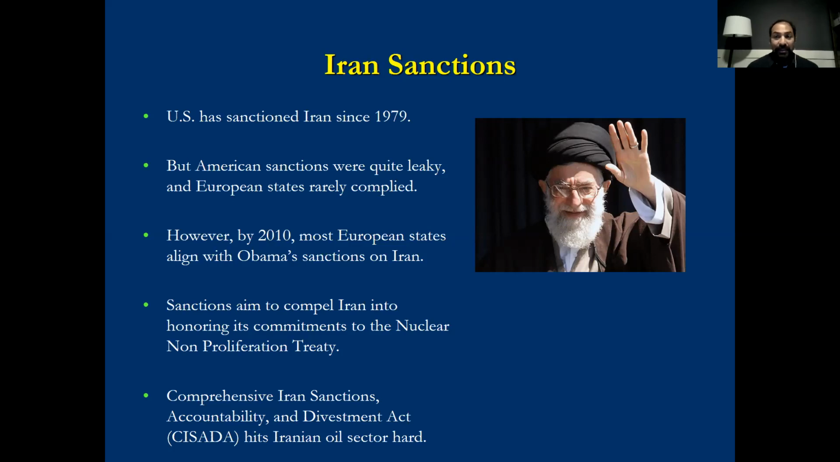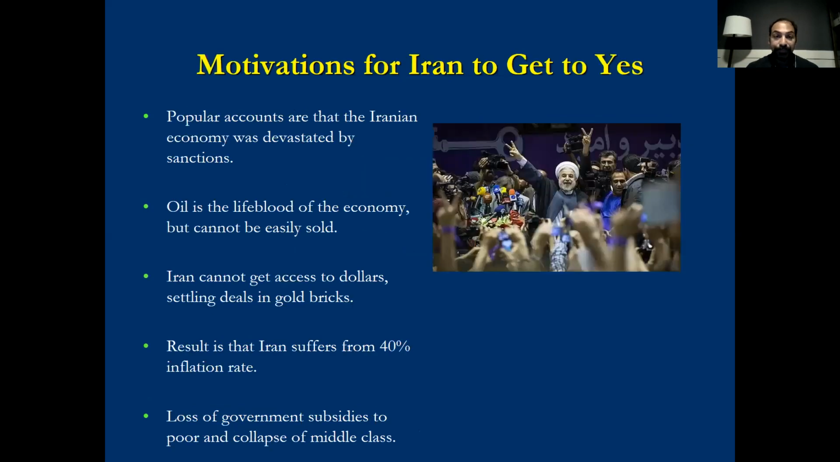And the sanctions then were intended to compel the Iranians into entering into some form of a deal that could control its pursuit of a nuclear weapon, right? This came for two reasons again. Like the Russians, the Iranians were really suffering from the collapse of oil prices here, right? So the Iranian economy was really harmed, and their ability to settle oil trades was being undermined by the use of sanctions through SWIFT by the Obama administration, right? So the Comprehensive Iran Sanctions, Accountability, and Divestment Act really hit the Iranian oil sector quite hard. So those were motivations for the Iranians to get to yes, right?